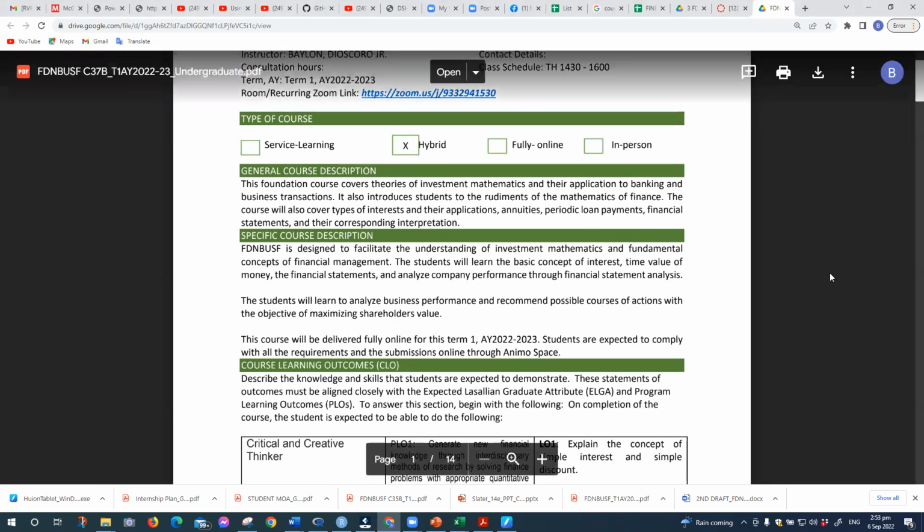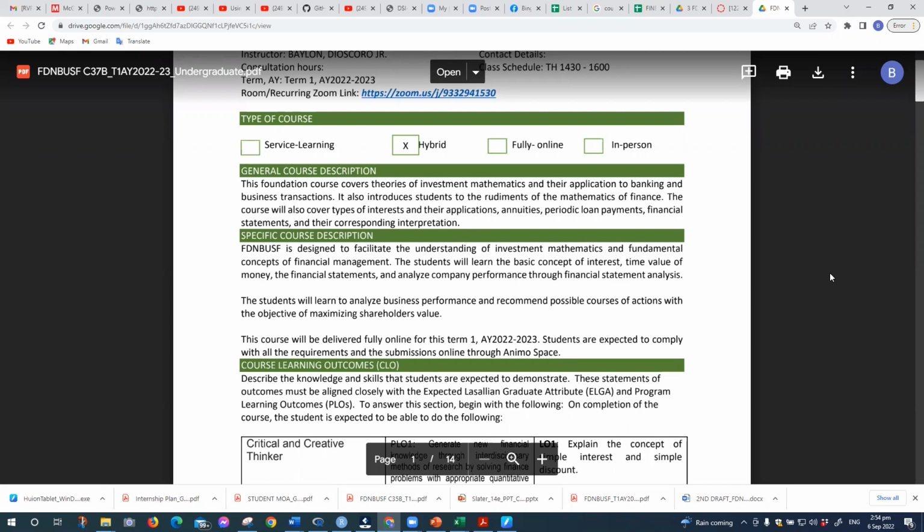And what is this subject all about? The general description of this subject is that this is business mathematics and business finance combined. So it's quite a packed subject because you have two major topics being put into one: business mathematics and business finance. So we're going to look at the theories of investment mathematics. Not really the very exotic, very difficult, advanced investment mathematics, but more on the fundamentals of investment mathematics.